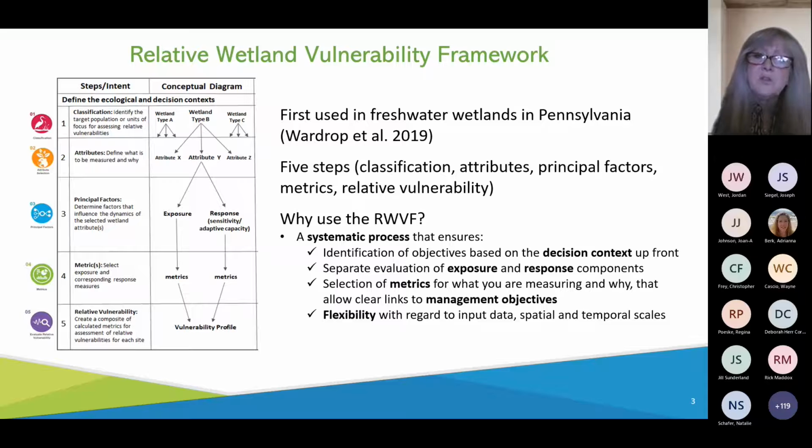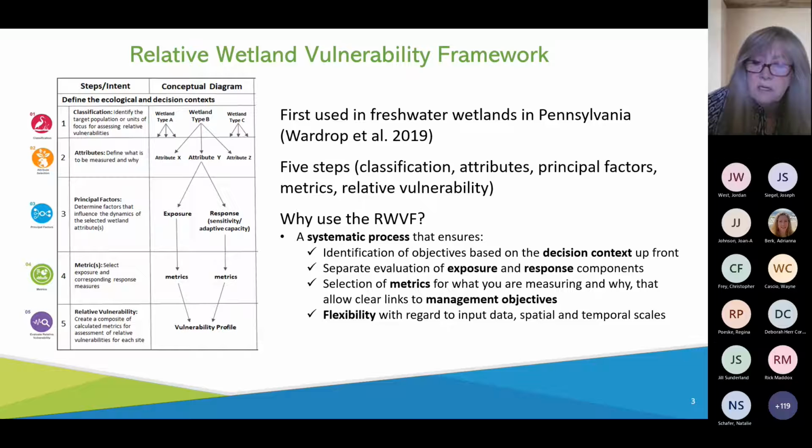The system recommends starting the whole process with an identification of your objectives by understanding both your ecological and your decision context right up front. The framework looks at the components of vulnerability separately. So it looks at exposure and then response, in this case, considering response as a practical amalgamation of both sensitivity and adaptive capacity. By looking at your context from the beginning, it allows you to move through and pick metrics that are really clearly linked to your management objectives.